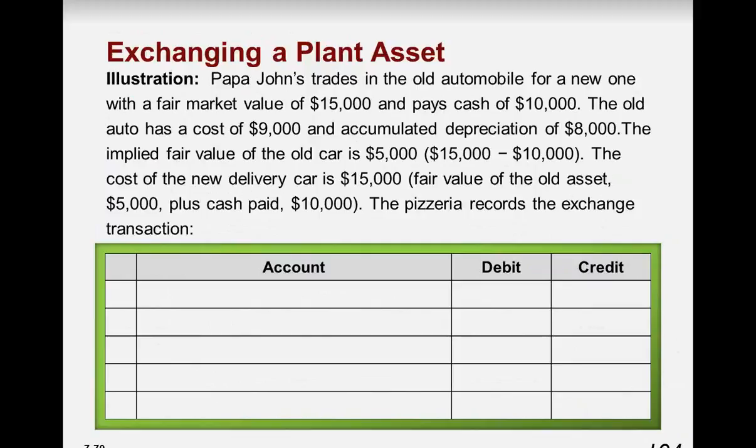So Papa John's trades in the old automobile for a new one with a fair market value of $15,000 and pays cash of $10,000. The old auto has a cost of $9,000 and accumulated depreciation of $8,000. The implied fair value of the old car is $5,000, $15,000 minus $10,000. The cost of the new delivery car is $15,000. Fair value of the old asset $5,000 plus cash paid of $10,000. They record the transaction as the new delivery vehicle at the cost of $15,000.